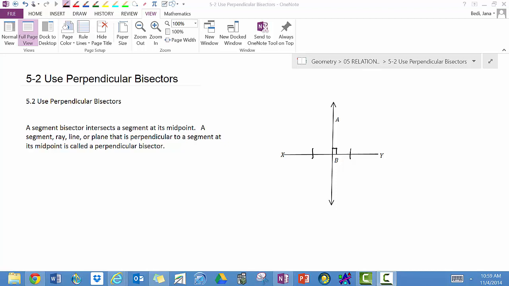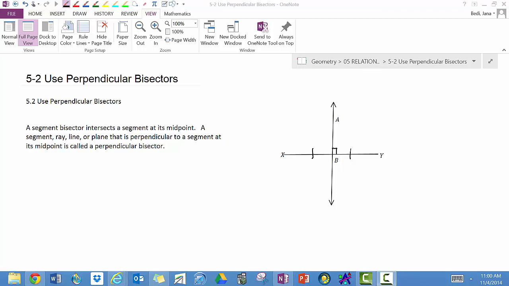In this section, you will learn how to use perpendicular bisectors. First of all, what is a segment bisector? Just to remind you, a line goes on for infinity, a ray goes on for infinity, so therefore they cannot be bisected. Only a segment can be bisected.